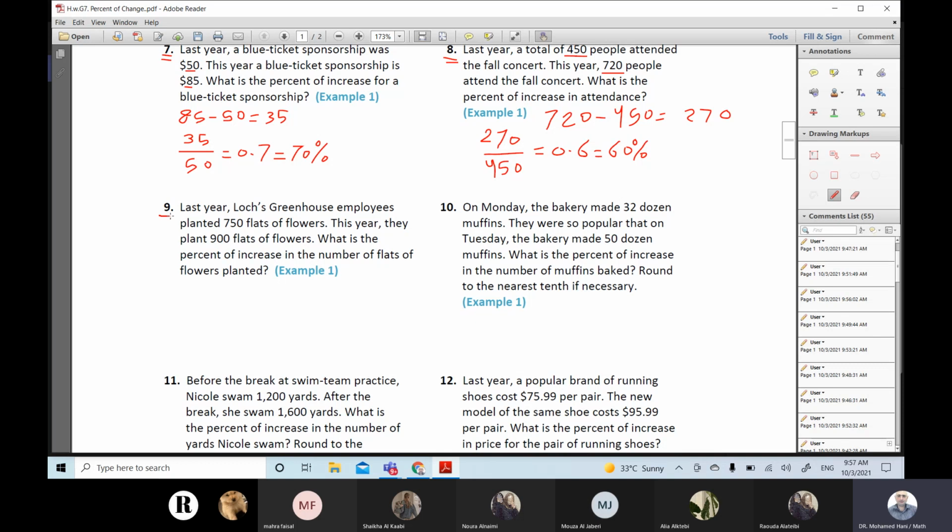Who can read exercise number 9, please? Mr., can I read it? Yes, Alia, please. Last year, Lodge's greenhouse employees planted 750 flats of flowers. This year, they plant 900 flats of flowers. What is the percent of increase in the number of flats of flowers planted? Okay, great. In this question, we want to find the percent of increase.